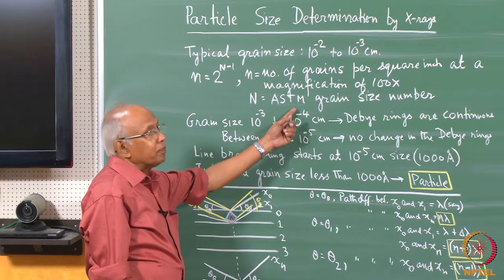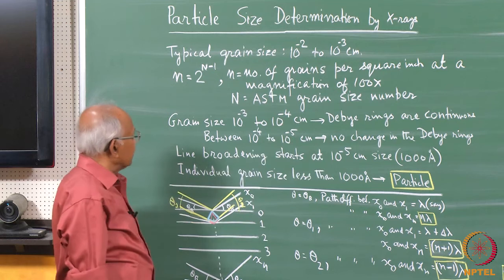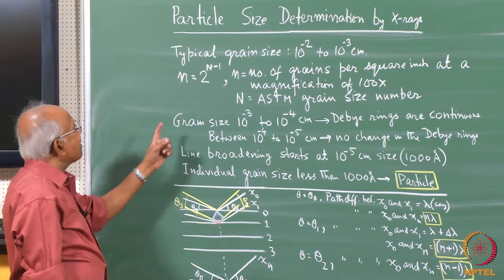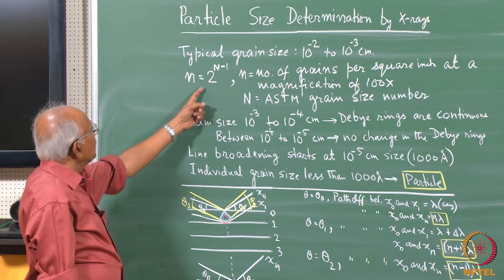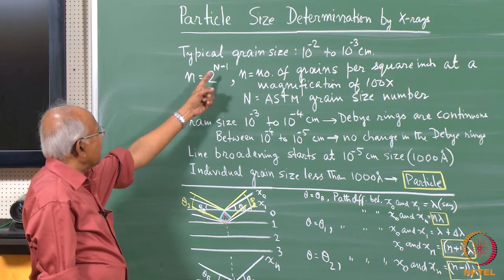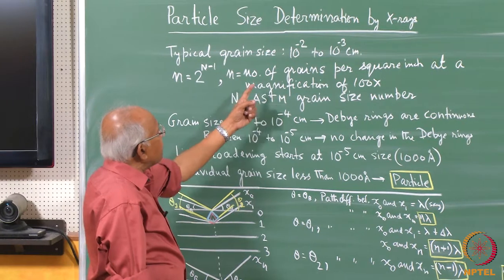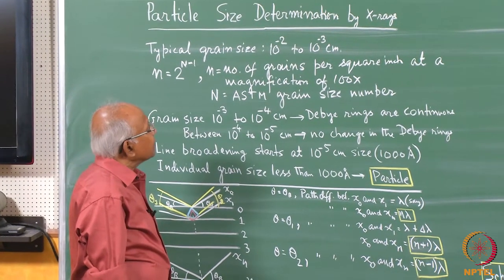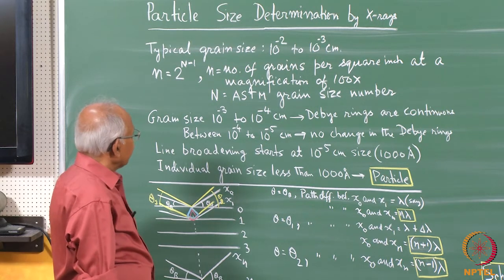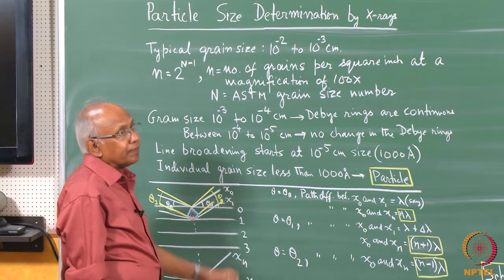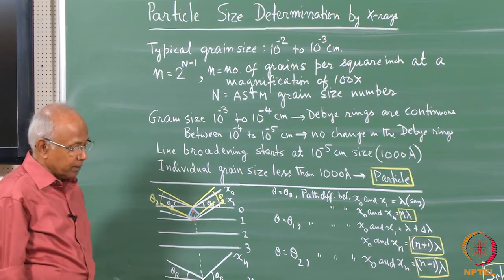ASTM, as we all know, stands for American Society for Testing of Materials. Now, they have given a formula written as small n equal to 2 to the power capital N minus 1, where small n is the number of grains per square inch at a magnification of 100, and capital N is the corresponding ASTM grain size number.